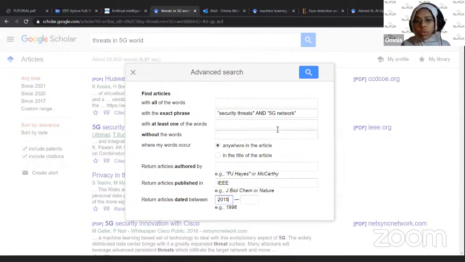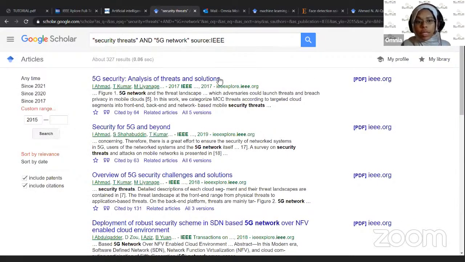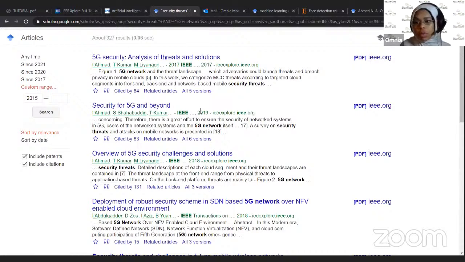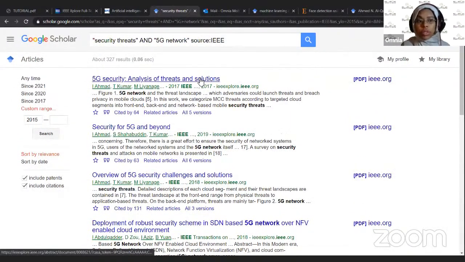So this window from advanced search gives us more control over the results that we are going to retrieve. As you can see here, we can have all the publications from IEEE that talked about security threats in 5G. Why is this helpful? Because IEEE, as we said, is a very well-reputed journal. And of course, all these papers have a good contribution that we can refer to, understand and read.